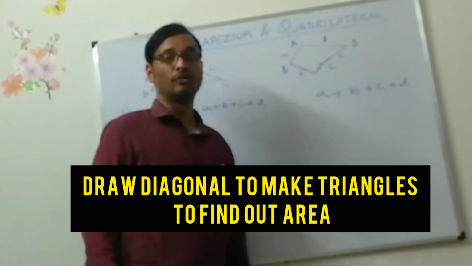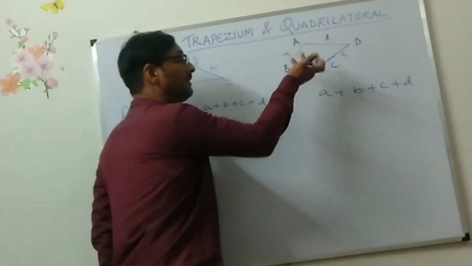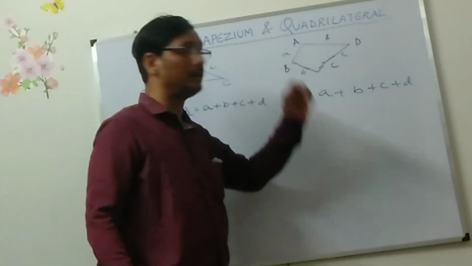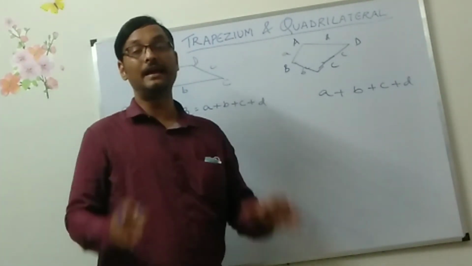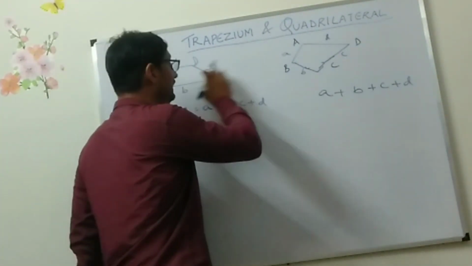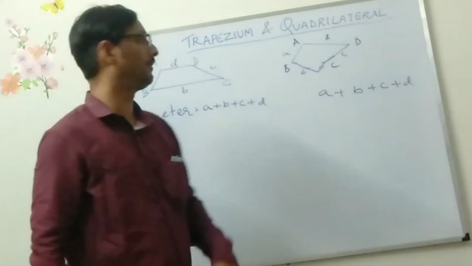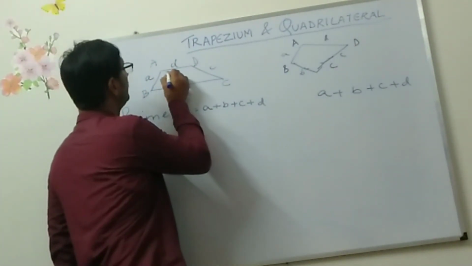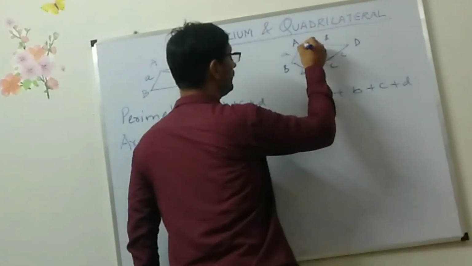In this figure also, where is the base? There is no base and there is no height. So what do I need to do? I have to divide these figures into triangles, into 2 triangles. So join these and join this.